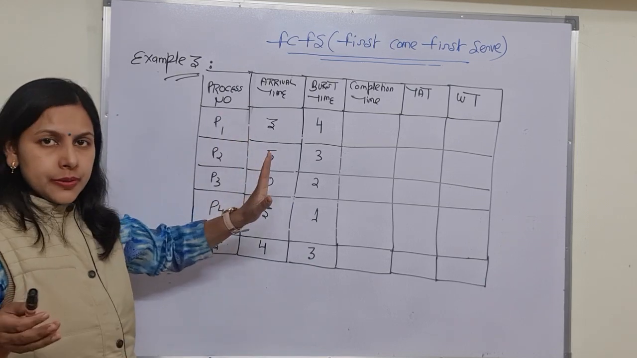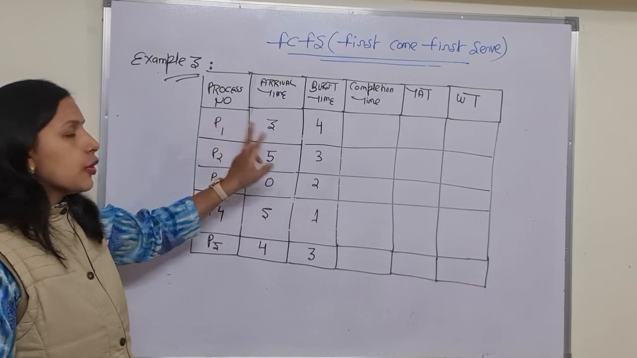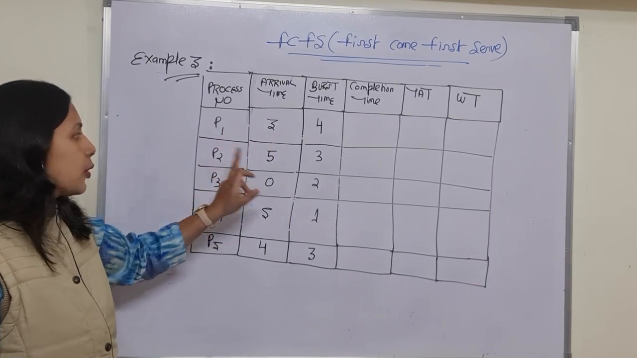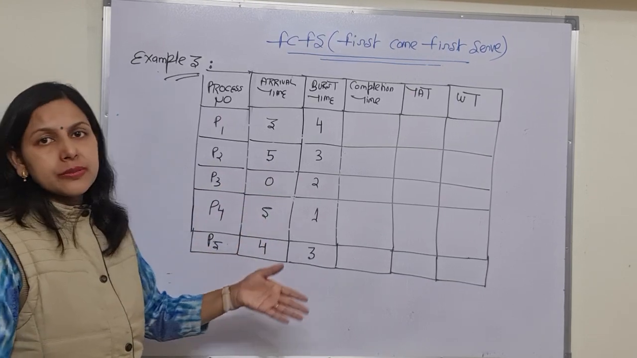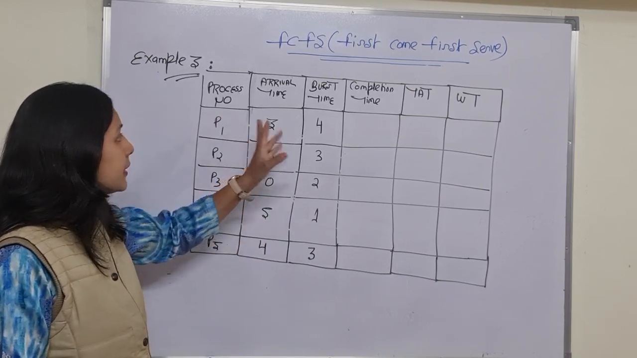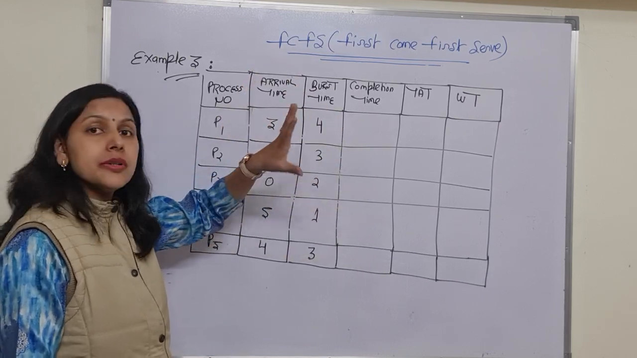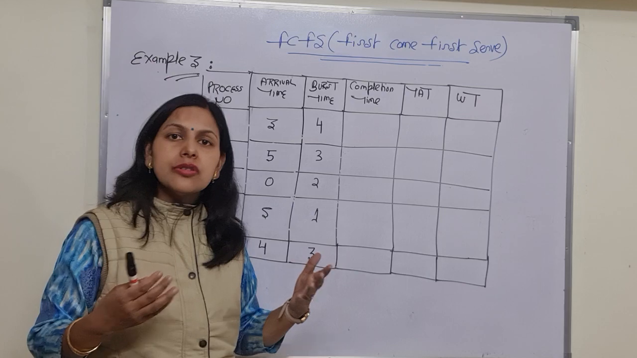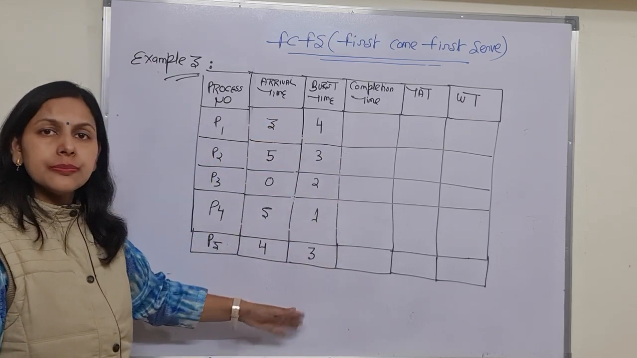For that purpose, the arrival time is given here. For process P1, it is 3. For process P2, 5. Then 0, 5, 4 respectively, right? Just like that, we have the burst time. Burst time means the execution time, right? That is also given for all the processes, okay?